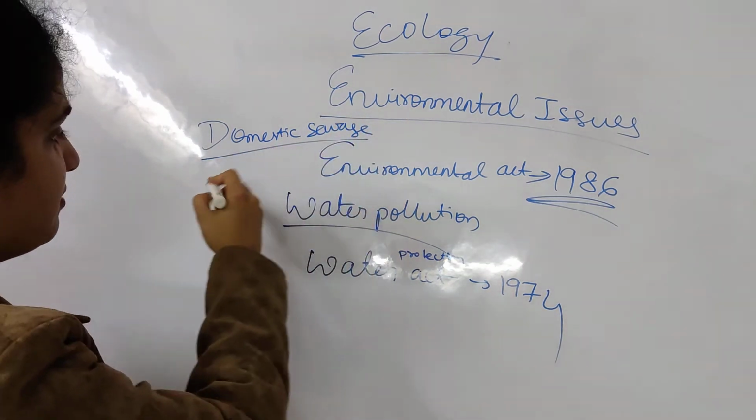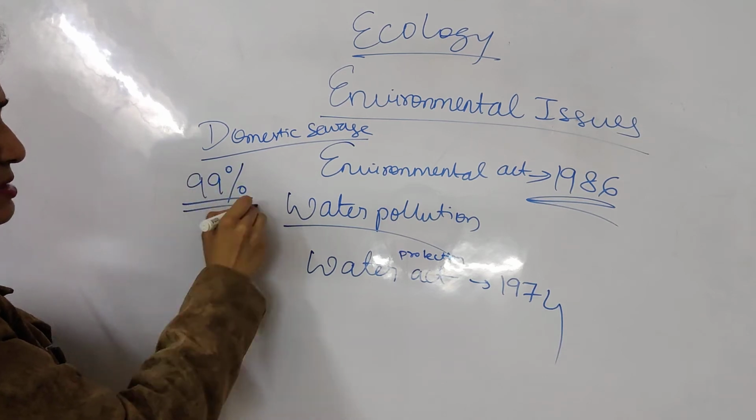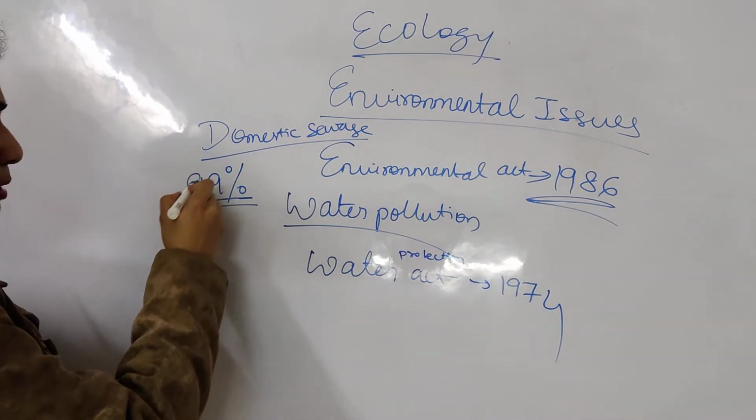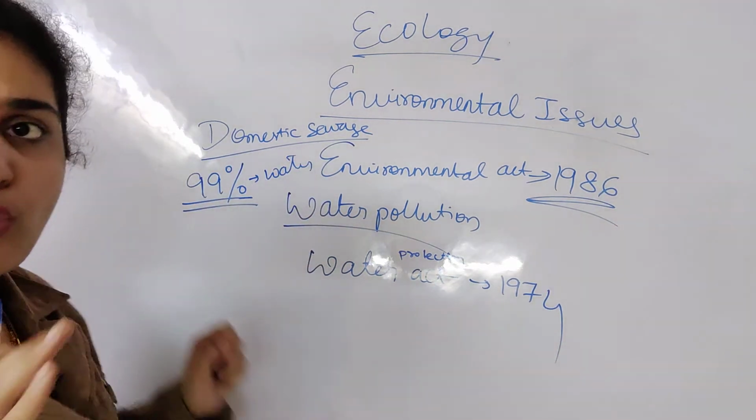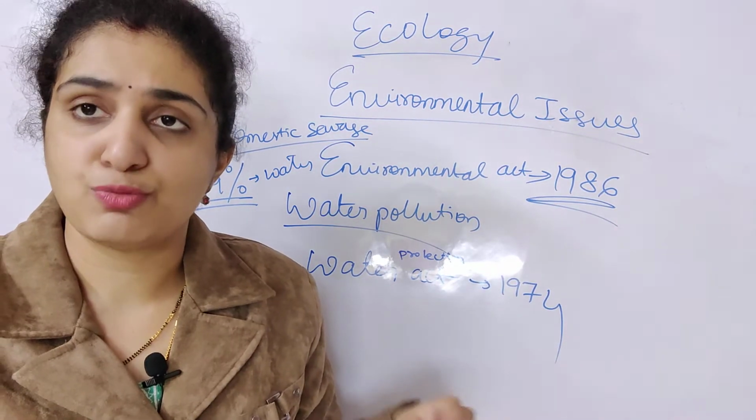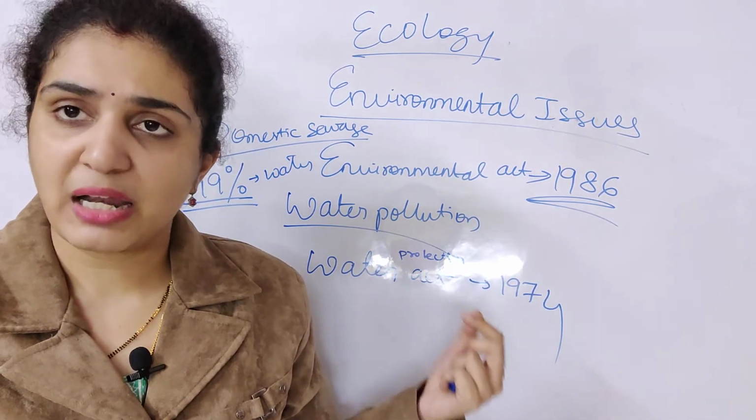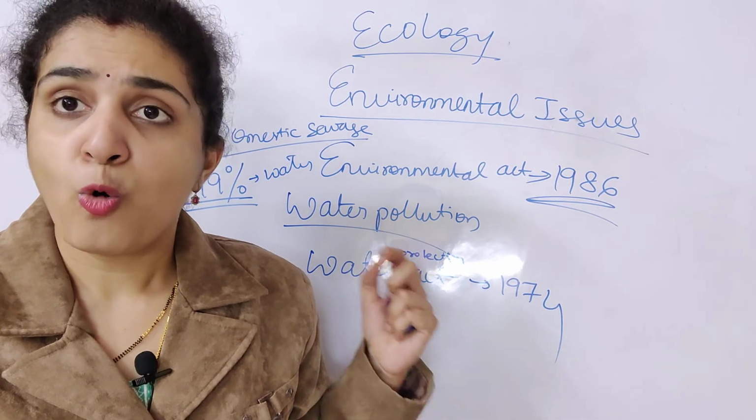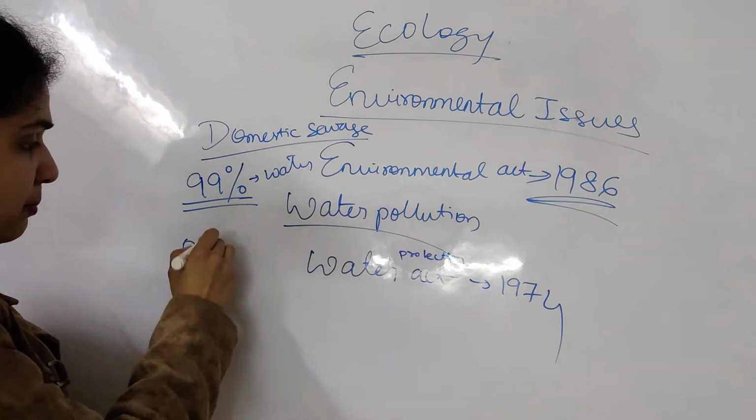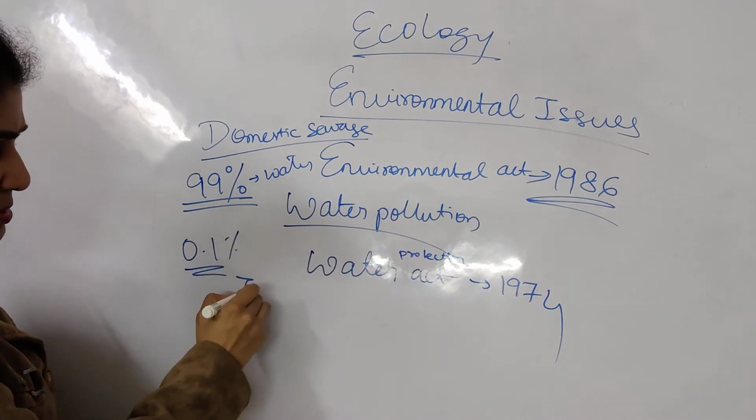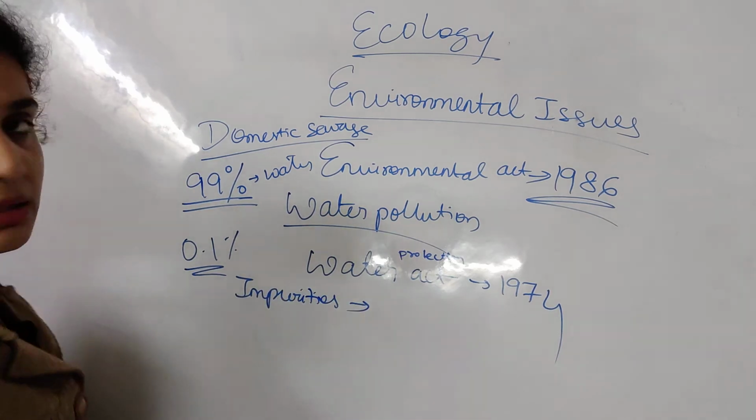In the domestic sewage, about 99%, means maximum percent, is water only. Simple, pure water is present in the domestic sewage, which we are releasing from households and the industrial effluents. Maximum 99% is water only. Only 0.1% is impurities.